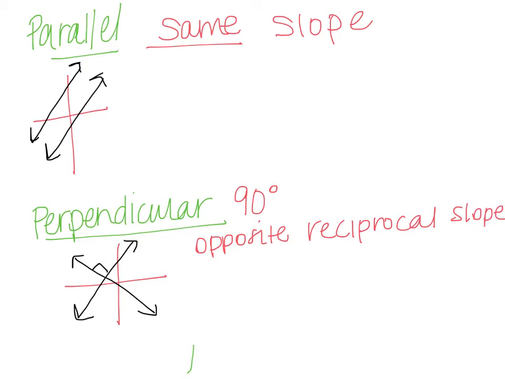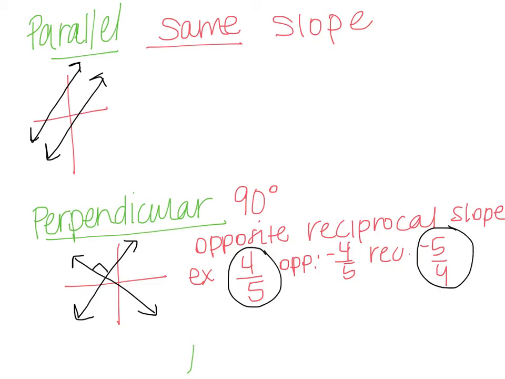What this means is if I have a slope, for example, of 4/5, the opposite would be, I would go from a positive to a negative, so negative 4/5, and then I would take the reciprocal of that, which would be negative 5/4. So these two are opposite reciprocal. See if you can find the opposite reciprocal of negative 4.